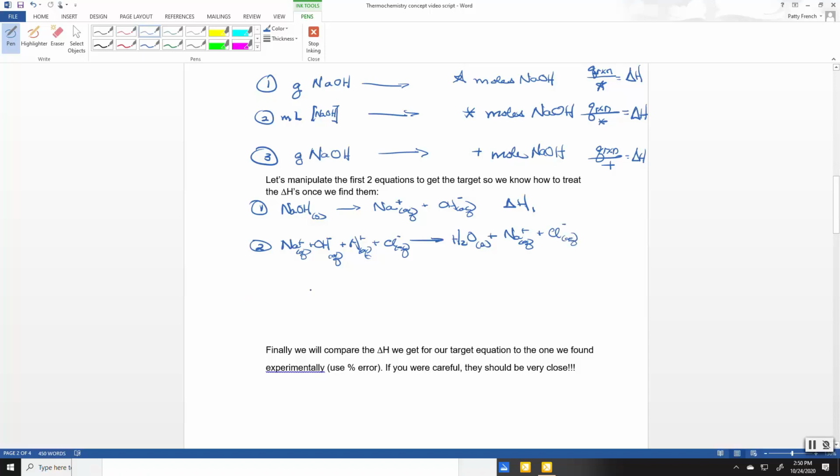And the target equation, this will have a delta H too. The target equation, whoa, that was bad, is going to be our third reaction. NaOH solid plus HCl aqueous becomes water plus NaCl aqueous. Let's do that again.